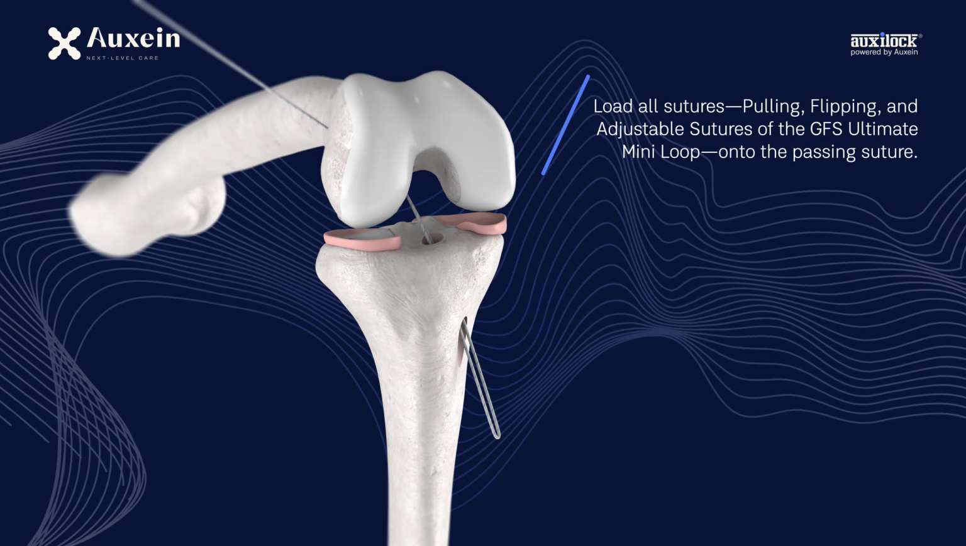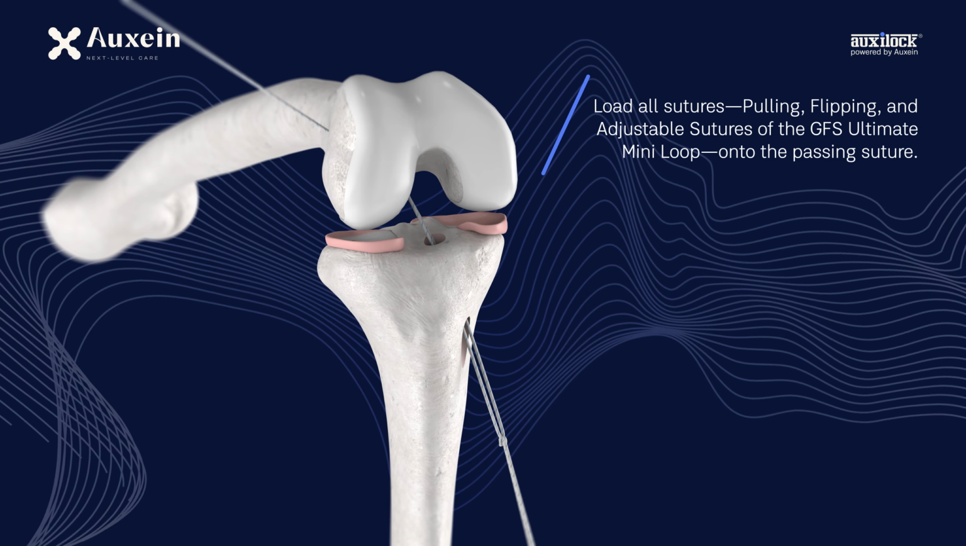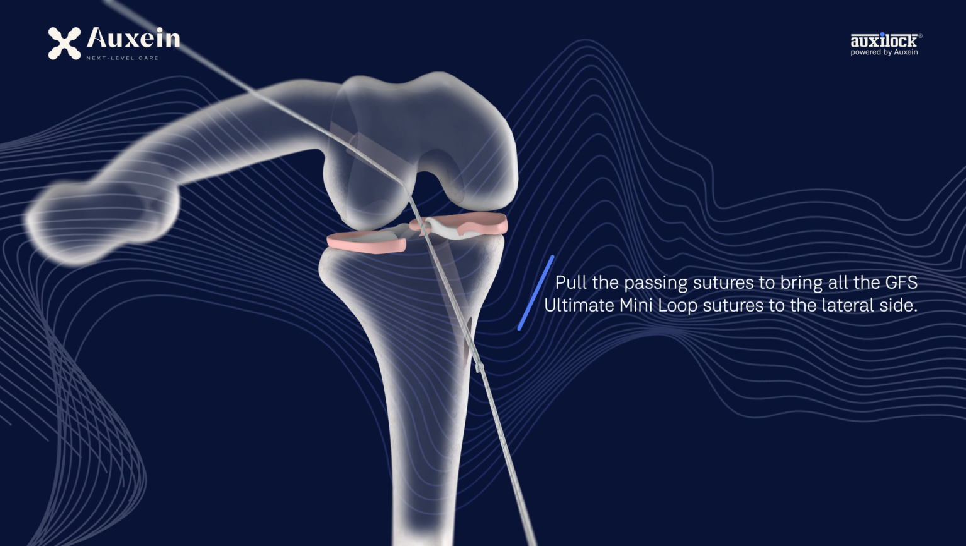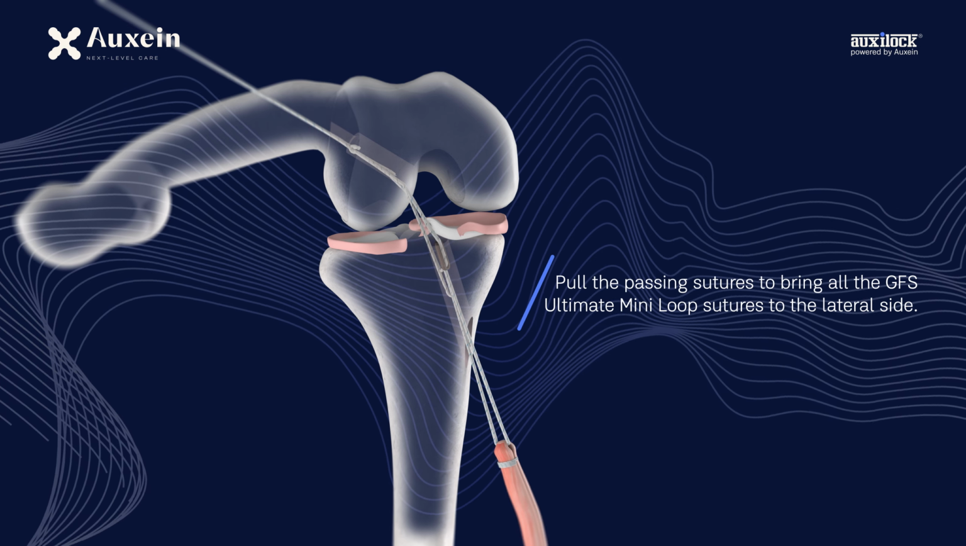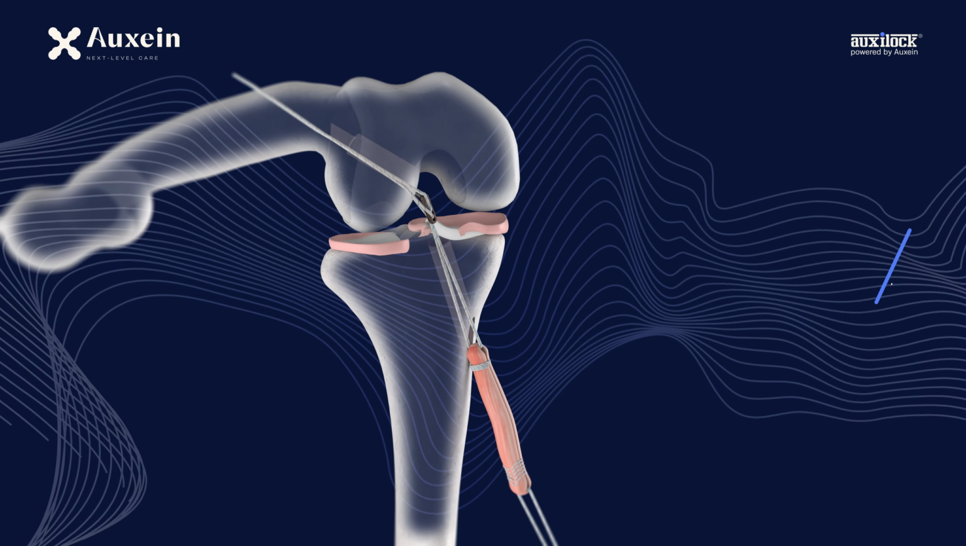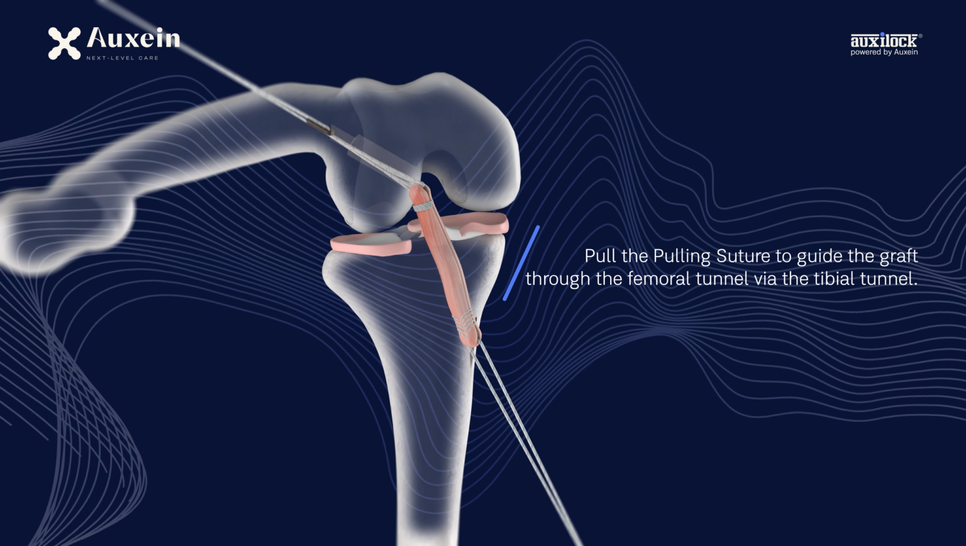Load all sutures, pulling, flipping, and adjustable sutures of the GFS Ultimate Mini Loop, onto the passing suture. Pull the passing sutures to bring all the GFS Ultimate Mini Loop sutures to the lateral side. Remove the passing suture. Pull the pulling suture to guide the graft through the femoral tunnel via the tibial tunnel.